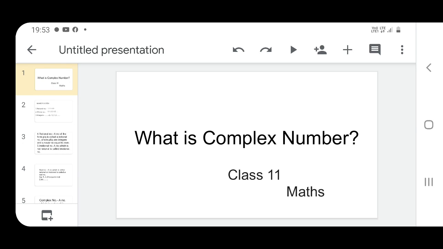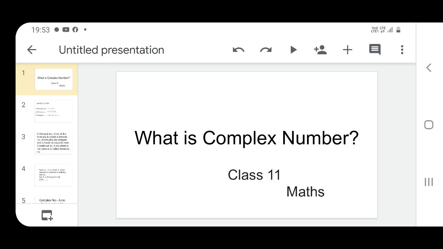Students, in this video we are going to discuss a new concept from class 11th mathematics, which is complex numbers. Before that, I want to explain what a complex number is. What is the need of complex numbers? What is the need to introduce a complex number?